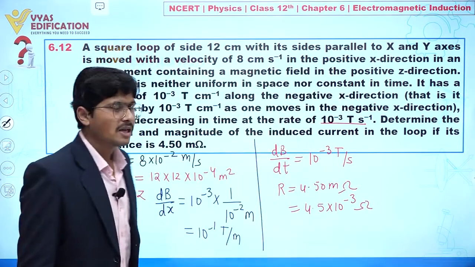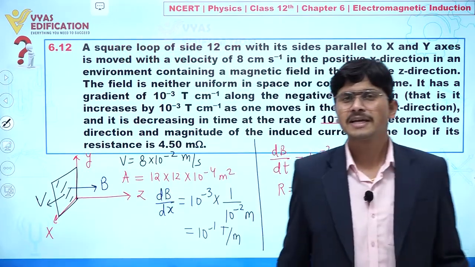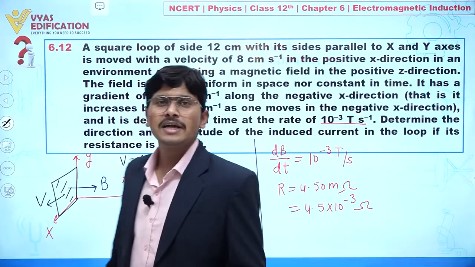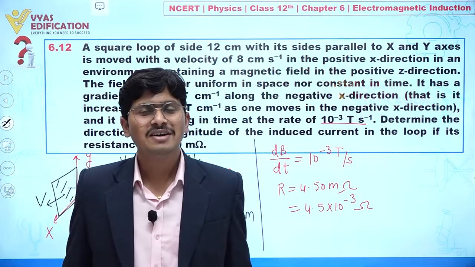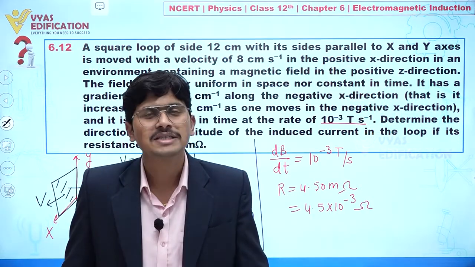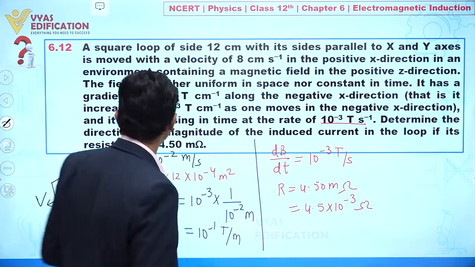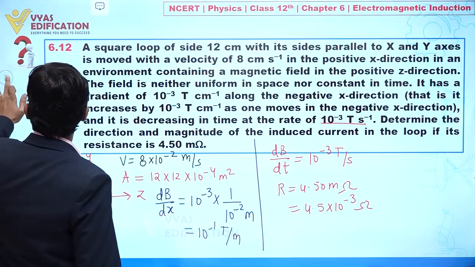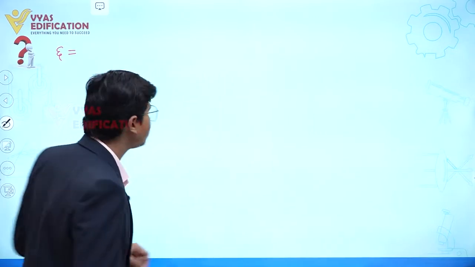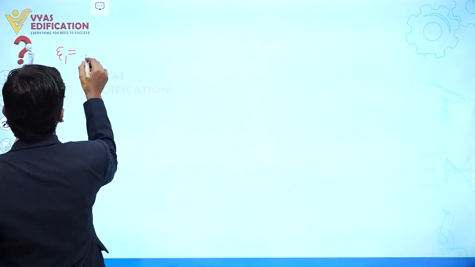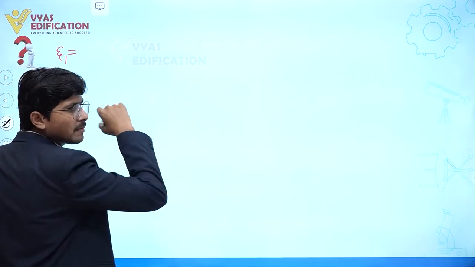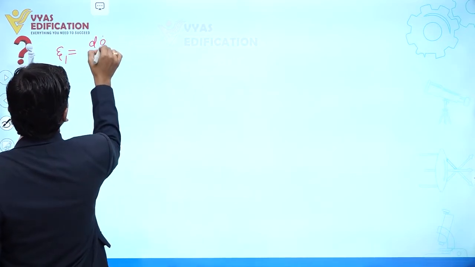Now you can ask, sir, why will this induced EMF be produced? Induced EMF will be produced because the value of the magnetic field is changing with space and time. Now we are going to discuss first the value of that induced EMF. So listen carefully. First of all, we are finding this induced EMF due to the changing of the magnetic field in space. So I can say E1 is given by d phi by dt.